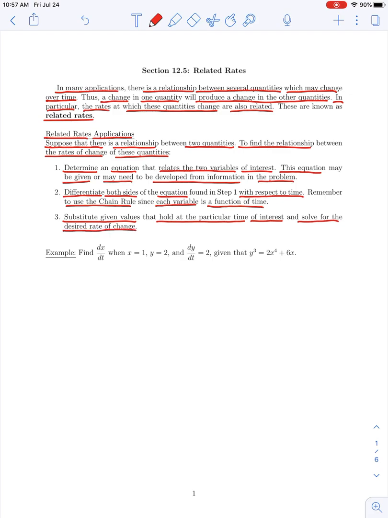So to illustrate this concept, let's look at an example. Here we are told to find the rate of change of x with respect to time when x is equal to 1, y is equal to 2, and the rate of change of y with respect to time is 2, given that x and y are related by the following equation.